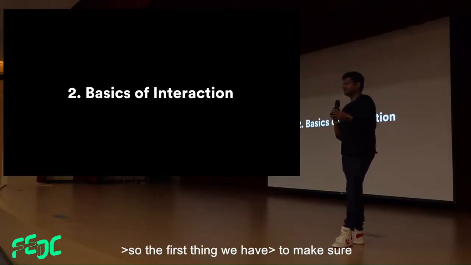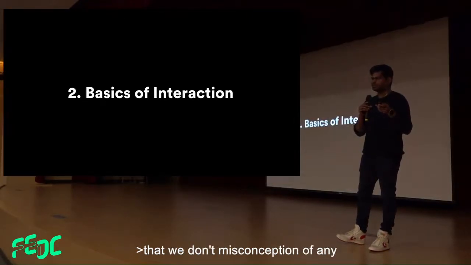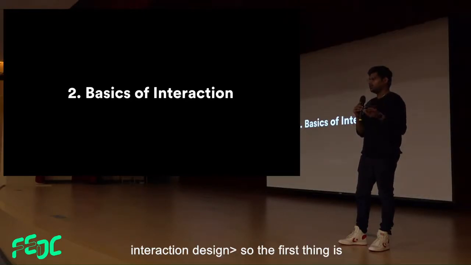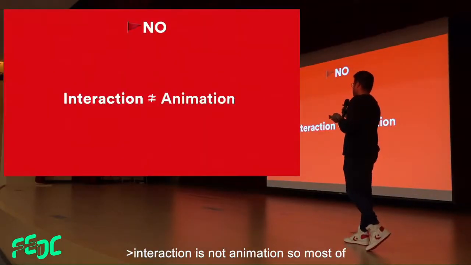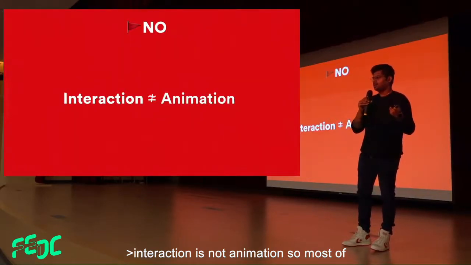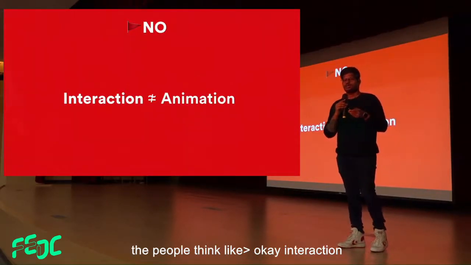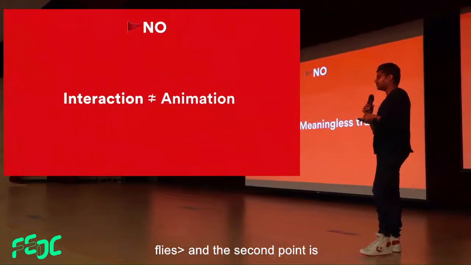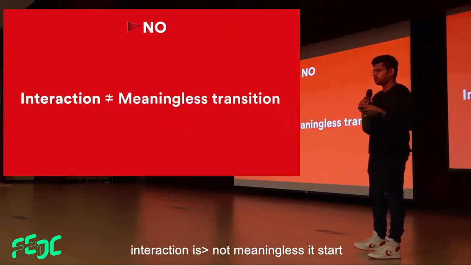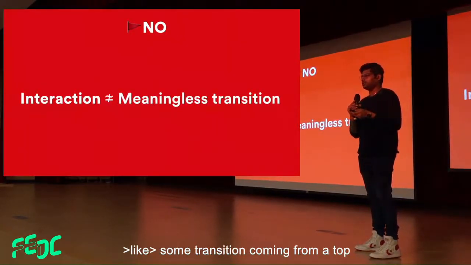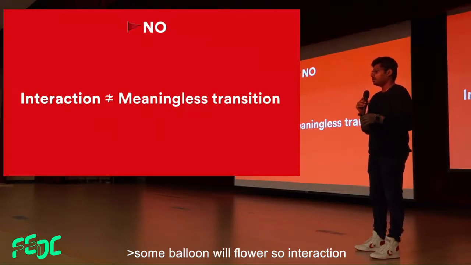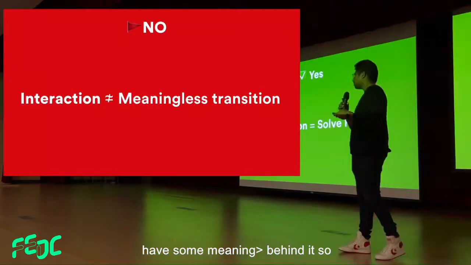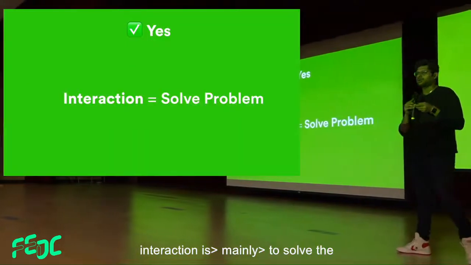The first thing is to make sure we don't have any misconceptions about interaction design. First, interaction is not animation. Most people think interaction means something moves from there, something flies. The second point is interaction is not meaningless. It's not like some transition coming from the top, or some balloon flying. Interaction has some meaning behind it. Interaction is mainly to solve a problem.